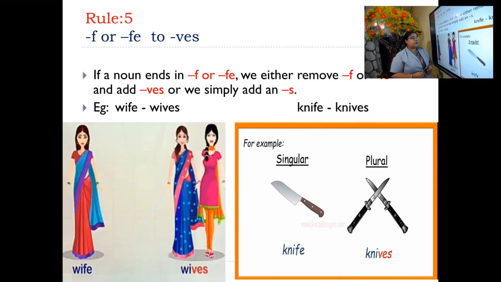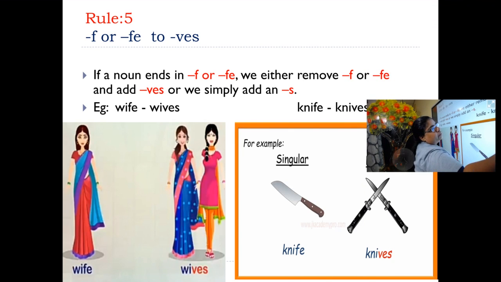Yesterday we studied 4 rules, and rule 5 is: if a word ends with f or fe, what do you have to do? If a noun ends in f or fe, if the last letters of a noun are f or fe, then you either remove f or fe, whichever is there. If f is there, you remove that. Then you add ves in its place.